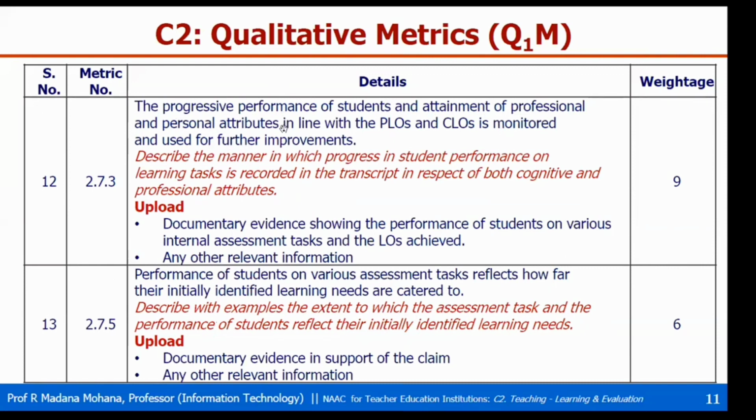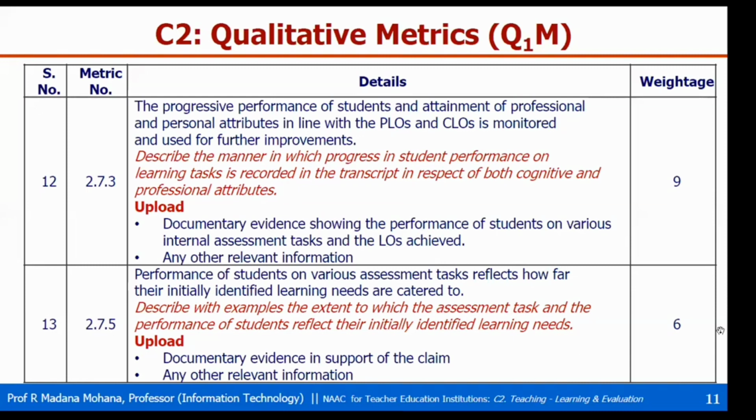So here, what is the process? Previously, listing all the program learning outcomes and course learning outcomes. Then you have to show the performance of the attainment of all these in alignment with program learning outcomes and course learning outcomes, which carries 9 points. Here, describe the manner in which progress in student performance or learning tasks is recorded in the transcript in respect to both cognitive and professional attributes. So here, documentary evidence shows the performance of students on various internal assessment tasks and the learning outcomes achieved.